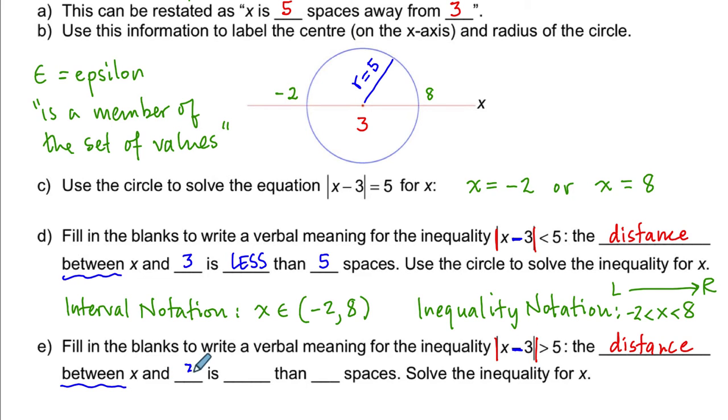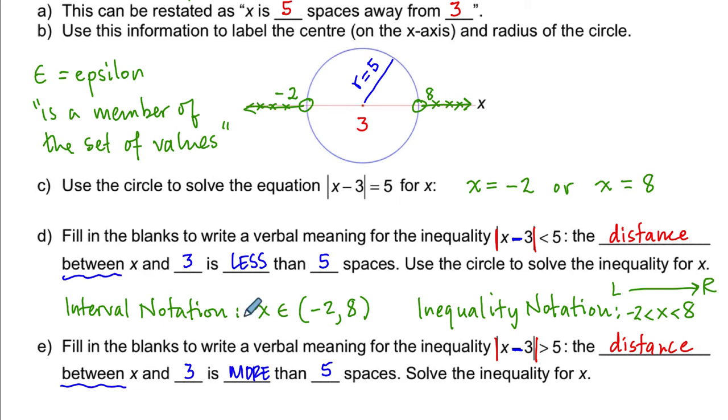And we have between x and 3, now in this case, is more than 5 spaces. So to be exactly equal to 5 spaces away meant to be on the circle, to be less than 5 spaces away meant to be inside the circle, and to be more than 5 spaces away means that our x values are outside the circle. But still on the x-axis, so we exclude the end values of -2 and 8, but x is outside the circle.